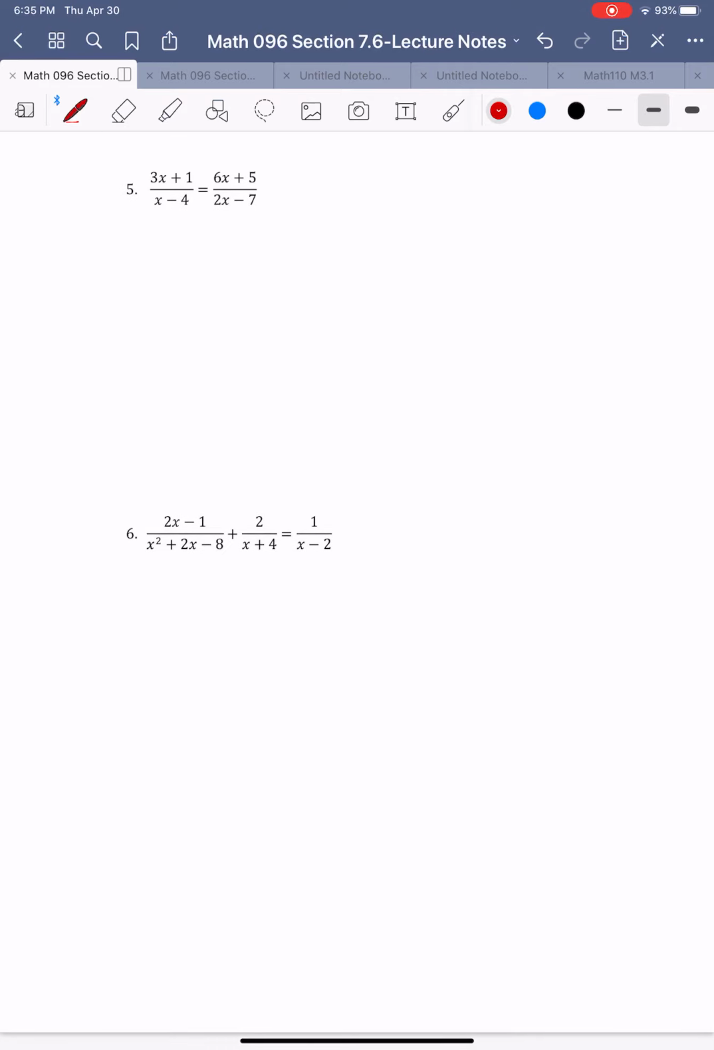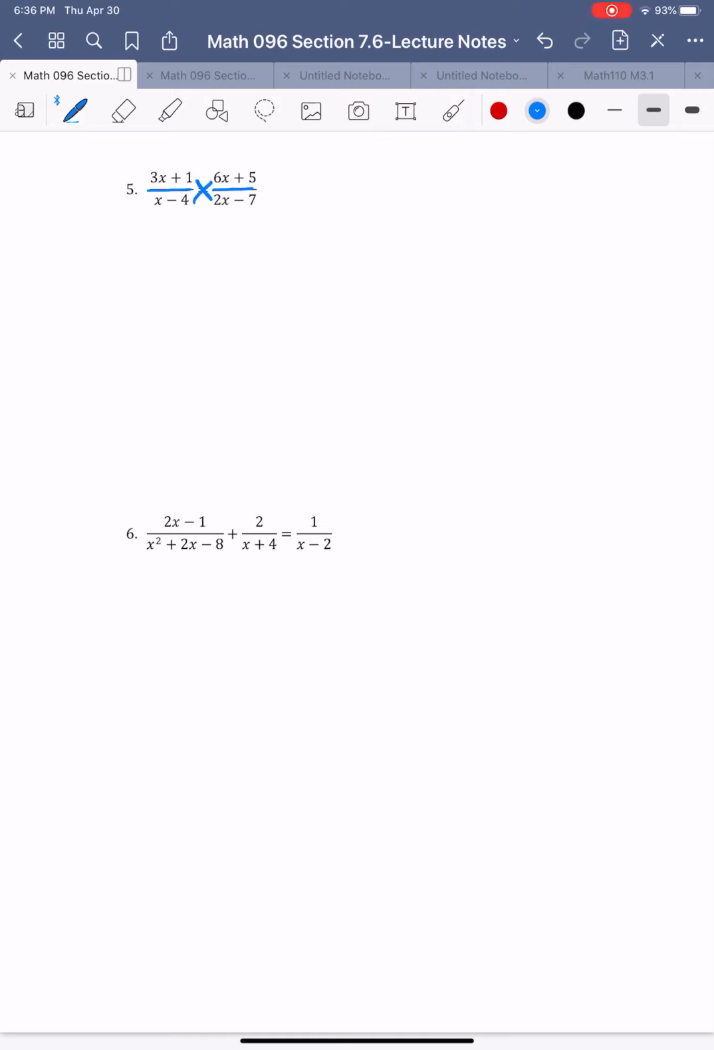Alrighty, number 5. So in number 5, we have 3x over x minus 4 equal to 6x plus 5 over 2x minus 7. So another way you can do a rational equation is cross multiplication, because you only get one fraction here, and then you only get another fraction here. So you can cross multiply.